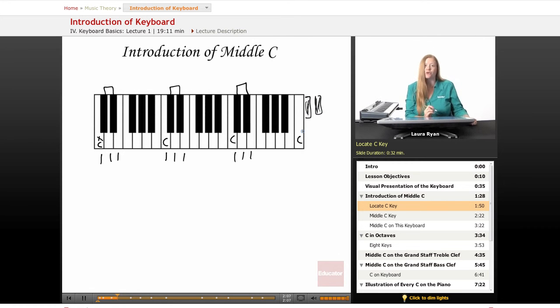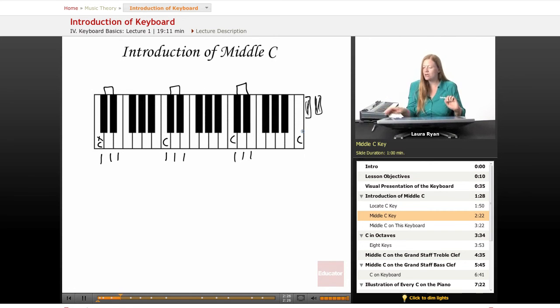Now, when you have your keyboard at home, you may have a keyboard that's not a full 88 key keyboard like a piano is. If you don't, that's fine. We need to talk about how to find middle C on a smaller keyboard. On a big keyboard, the middle C is exactly in the middle of the keyboard. It's really, really obvious to find it.